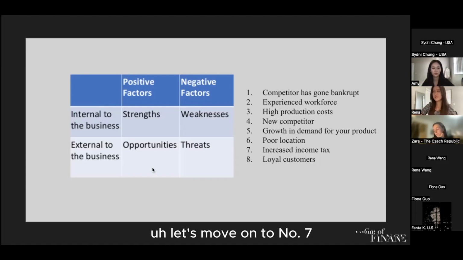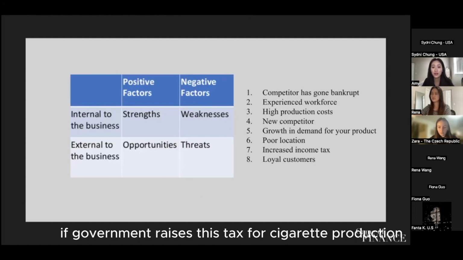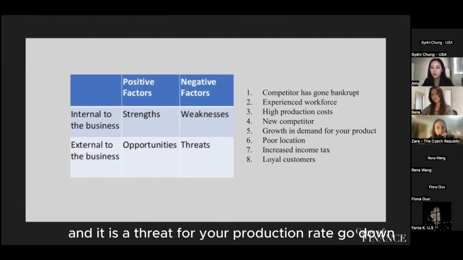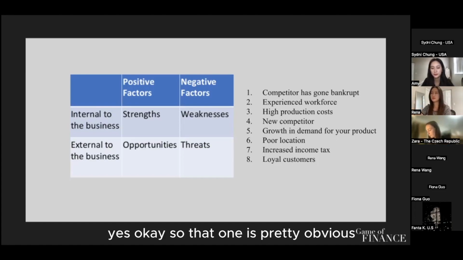So let's move on to number 7, increase in income tax. Yes, it is an external factor we can already categorize, and everyone pays tax, so of course it's not an opportunity, it is a threat. As a cigarette example, if the government raises this tax for cigarette production, then it is a threat for your production rate to go down, or for you to raise the prices that go to consumers, which is a threat because if it's an elastic good and you raise the price, people won't buy it anymore, or people will buy less of it. Okay, so that one is pretty obvious.